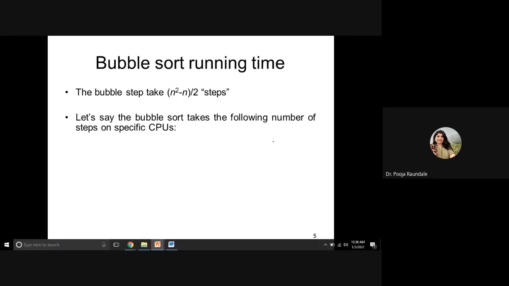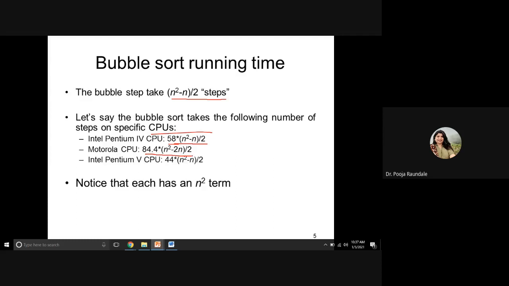Now look at this bubble sort running time. It has n squared minus n divided by 2 steps. Let's say the bubble sort takes the following number of steps on specific CPUs. In Pentium, 58 multiplied by this number of steps. In Motorola, maybe 84 multiplied by this. In another Pentium, it may be 44 multiplied by this. But look at this, it has n squared common, right?